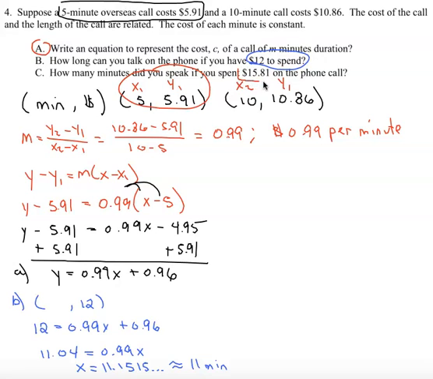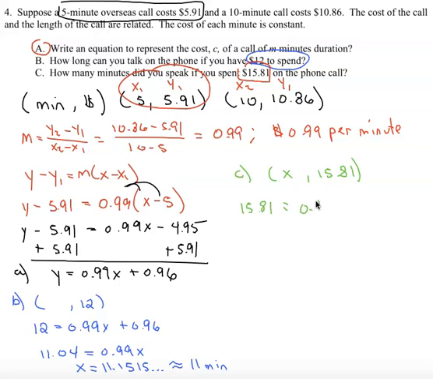So part C, how many minutes did you speak if you spent $15.81 on the phone? So again, I'm giving you another dollar amount. So for part C here, it's the same concept. I'll do part C here. I'm not telling you the minutes, I'm telling you again the dollar amount of $15.81, and the minutes is the unknown.